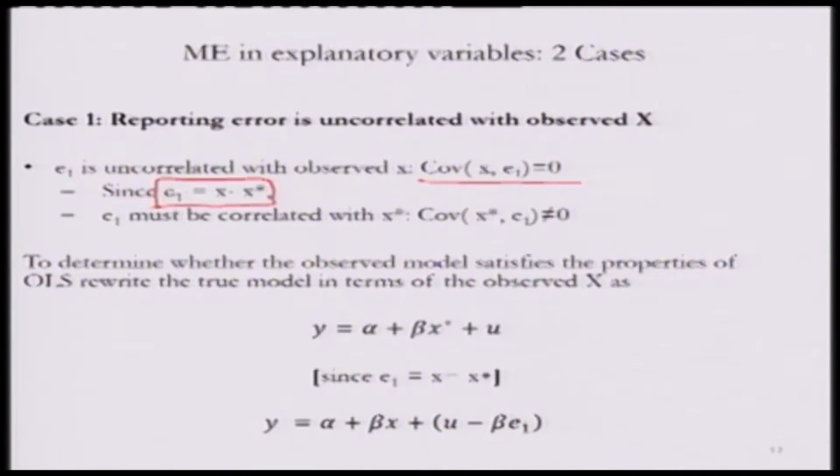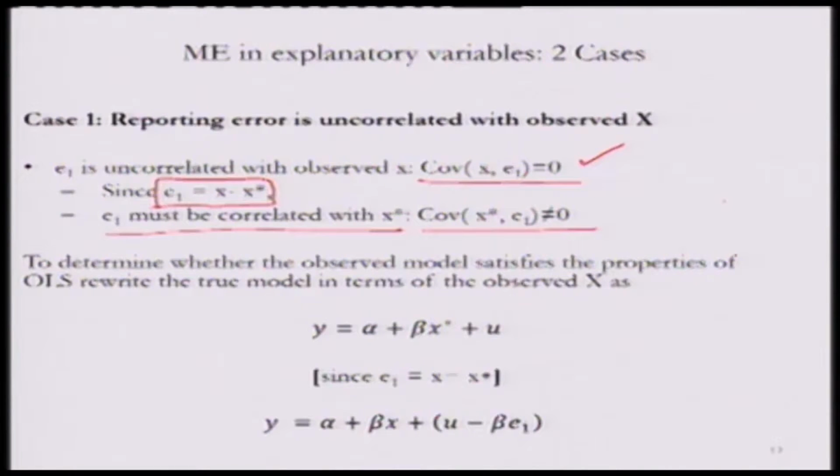which means that if E1 and x are uncorrelated, but E1 and x star are in a linear relationship, it must be the case that E1 and x star are correlated, because otherwise you cannot have this linear relationship where both x and x star are not correlated with E1. So, E1 must be correlated with x star if we maintain the assumption that E1 is not correlated with x. So, the covariance of x star and E1 is not equal to 0.